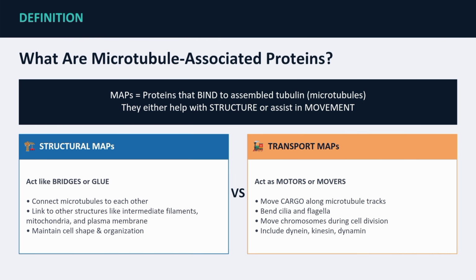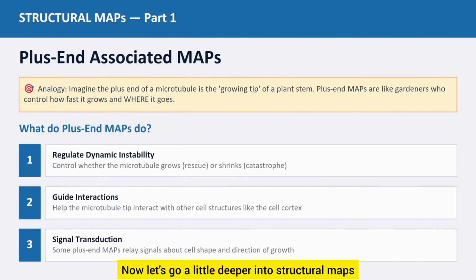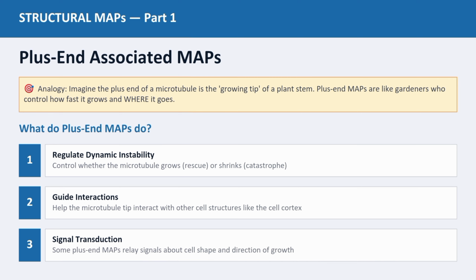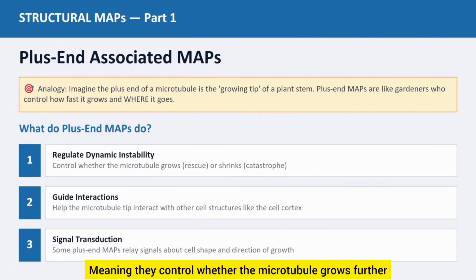Simple as that. Now let's go a little deeper into structural MAPs, starting with a very important subgroup, the plus-end associated proteins. These are proteins that specifically associate with the plus end of microtubules. Remember, that's the growing, active end. What do they do? Two main things. 1. They regulate dynamic instability, meaning they control whether the microtubule grows further or starts to shrink. They are like traffic controllers for the railway track.